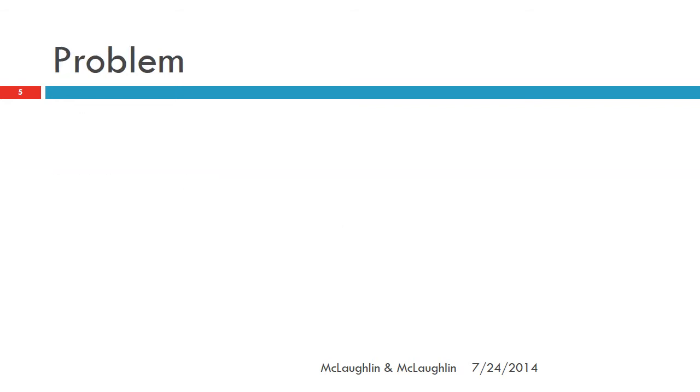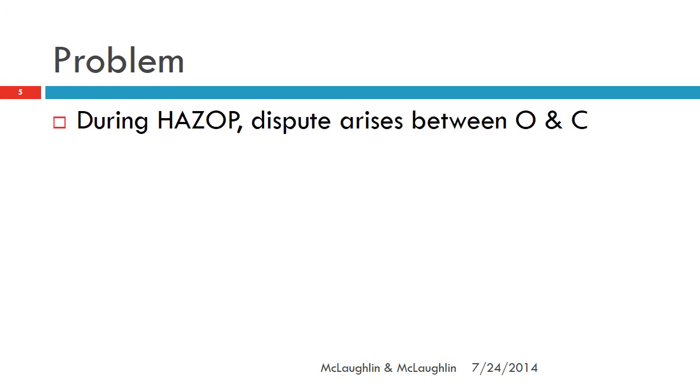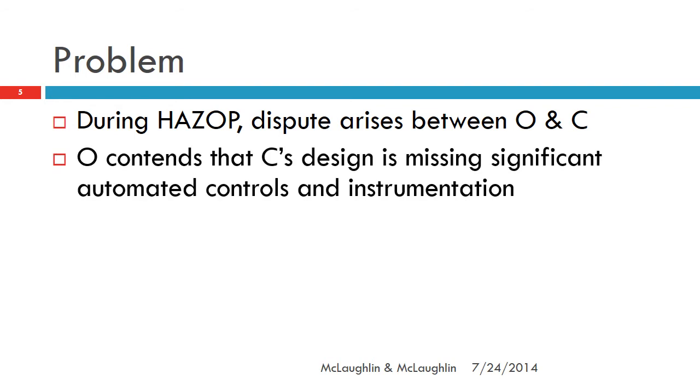So let's have a statement of the problem. So here's the problem that arises. Remember, it's regarding scope of work and a dispute under a lump sum turnkey situation. So during the HAZOP, okay, this dispute arises between the owner O and the contractor C. What is the dispute? Well, owner O contends that the design is missing a significant number of automated controls and instrumentation. In other words, owner O is looking for, in the design, a great deal more automation than what they are seeing.